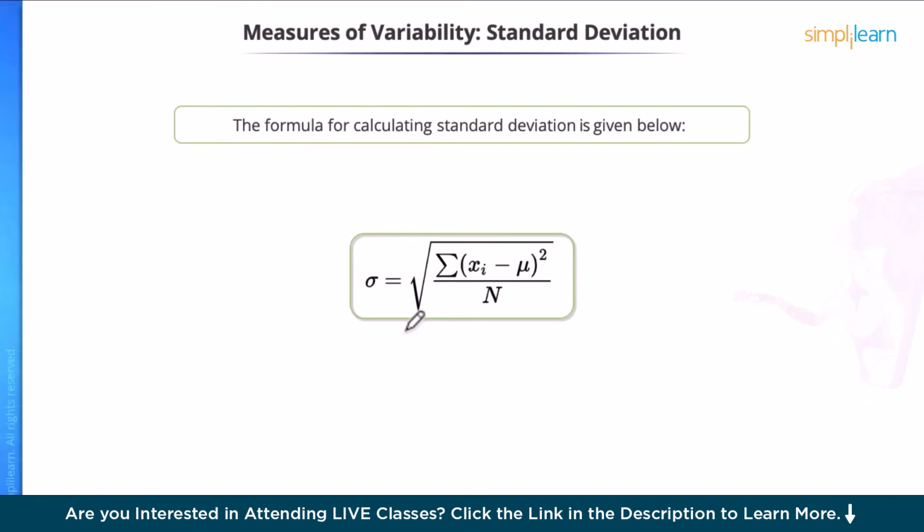For population data, standard deviation sigma can be computed as the square root of the summation over (xi minus mu) whole square divided by n, where mu is the mean of the data, xi are the data points, and n is the size.